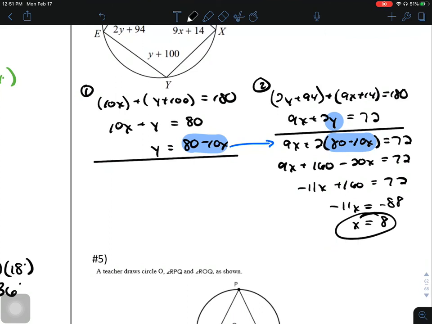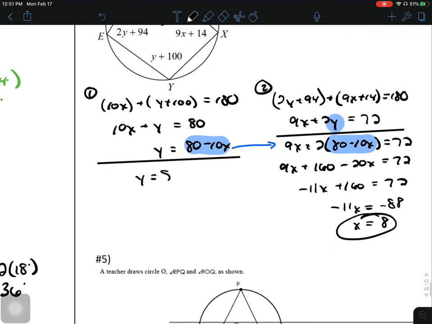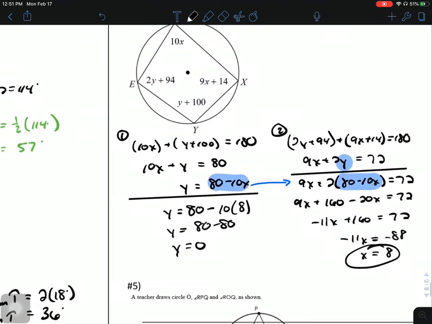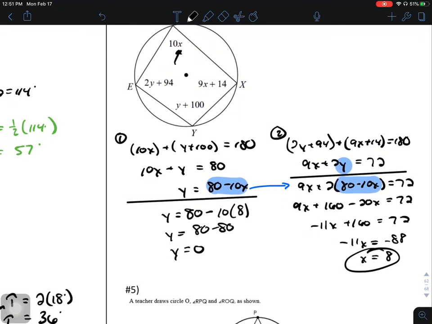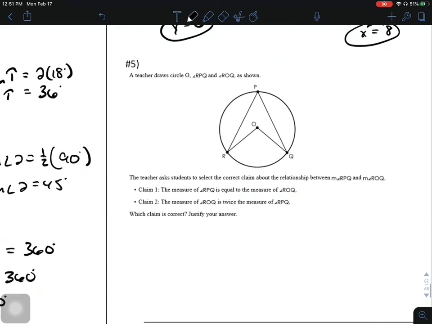Once we know that x is 8, we can go into the equation that y is already by itself. We're going to get 80 minus 80, and y is 0. See if this makes sense. Put an 8 into this, it's 80. Put a 0 into this, it's 100. That would make that 180. Put a 0 in for this, it's 94. Put an 8 in for this. Yeah, it looks right. Good enough.